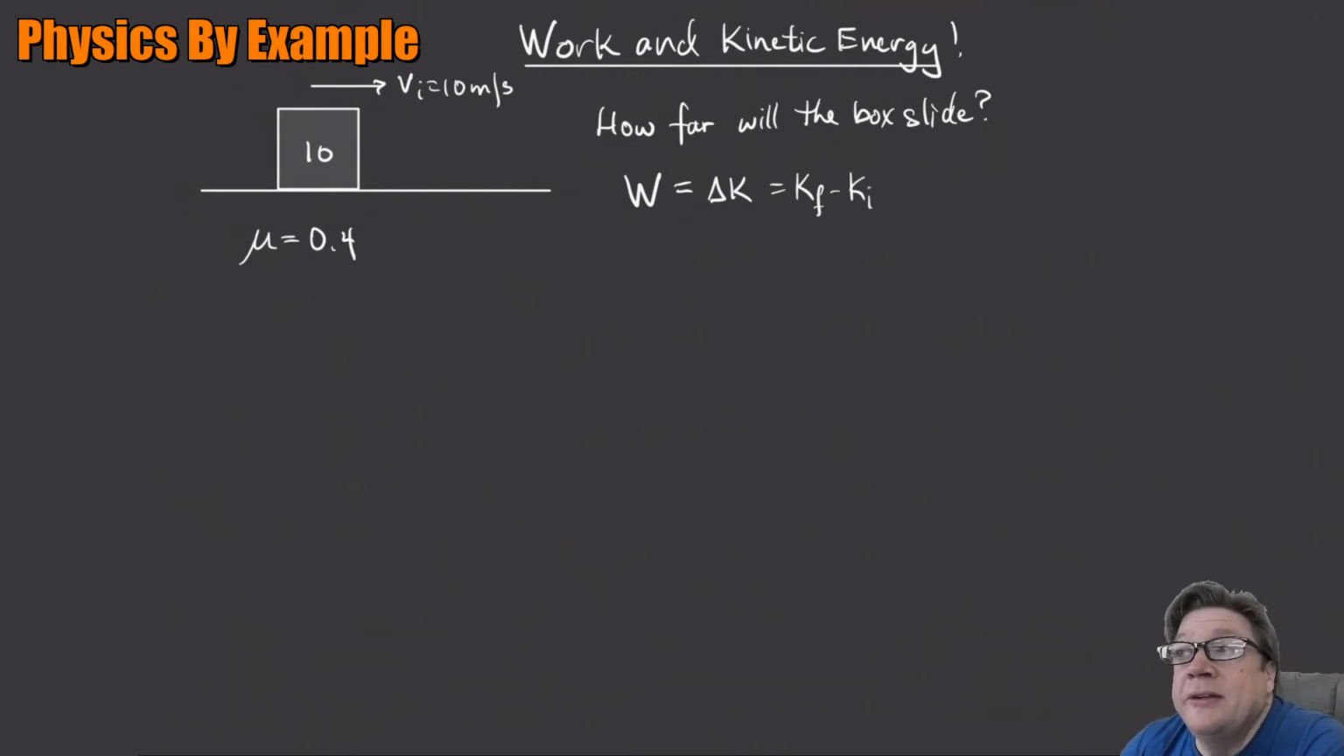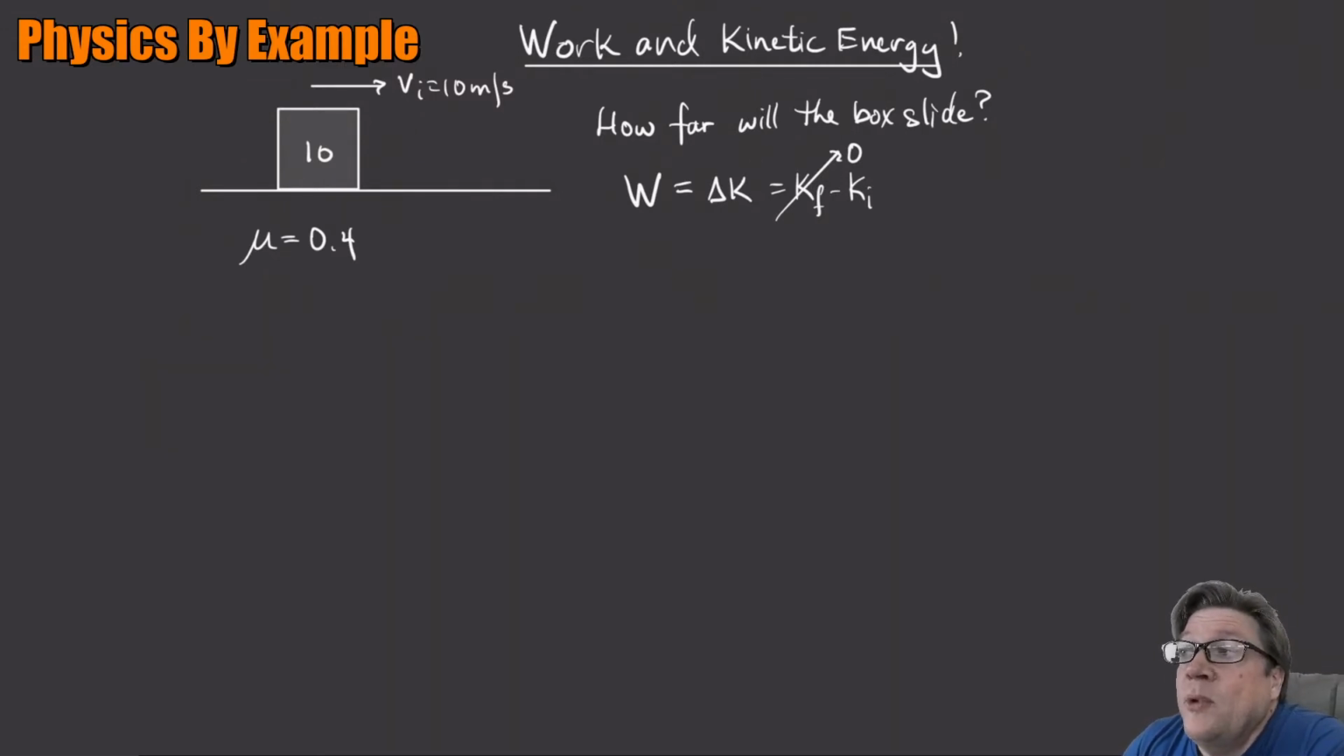Okay, well, the box starts off with a VI, right? So the box starts off with a kinetic energy, so there's a KI. But look, how far will the box slide? That means it's going to come to a stop. We want to know how far it goes before it comes to a stop. And if it comes to a stop, then the final kinetic energy is going to be zero, right? The V final is going to be zero. So the work done is going to be minus the initial kinetic energy. You might worry about that minus sign, but we'll see what happens to it.